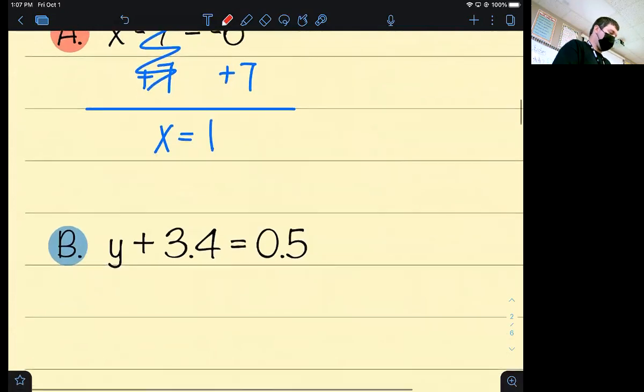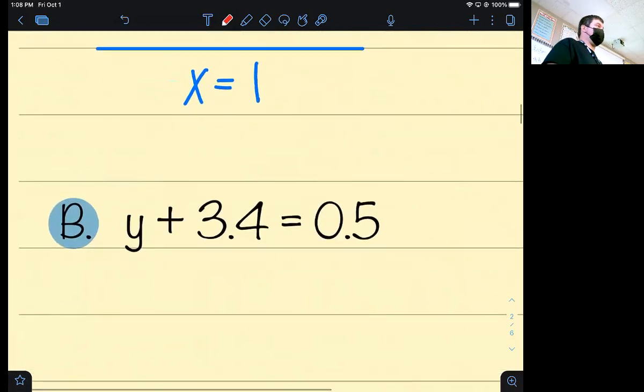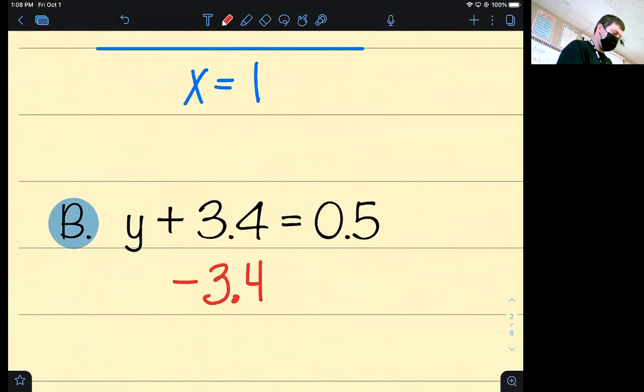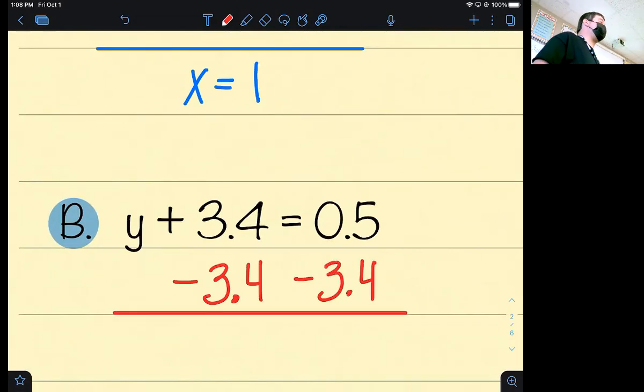Example B. y + 3.4 = 0.5. Maddox, what do I need to do to both sides to get y by itself? Subtract 3.4. Perfect. A -3.4 cancels out with a +3.4. So that's going to go away.